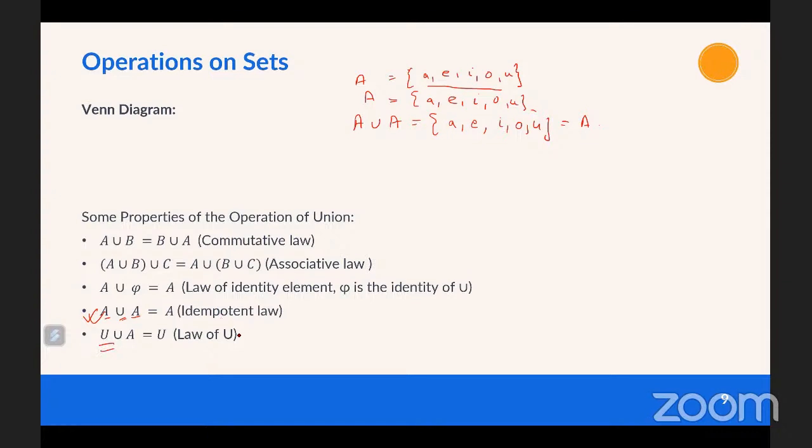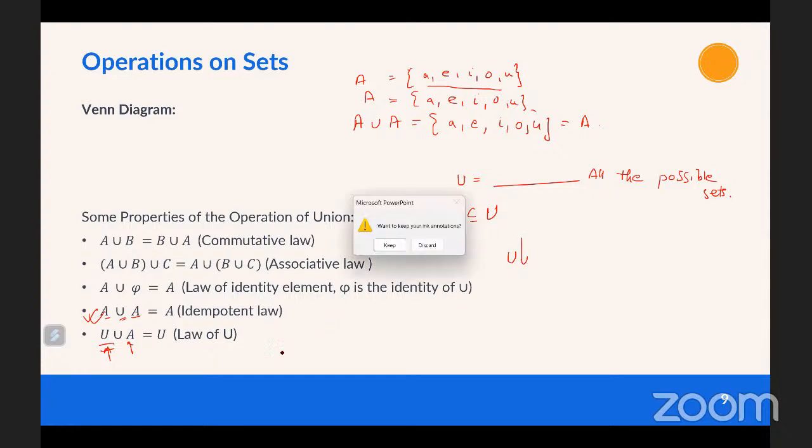Now this is U. Here U represents the universal set. So the universal set contains all the possible sets, right? Now if you have a set A, the set A will be a subset of U, right? Because the universal set contains the set A, it will contain more sets which are not A.